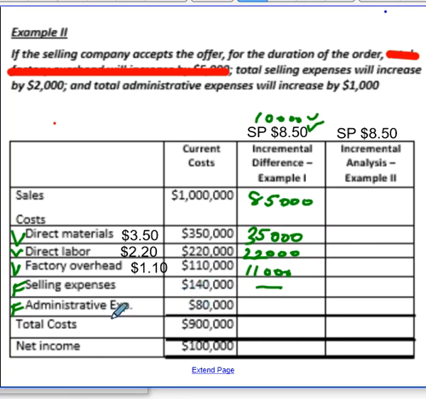Administrative expenses are fixed. So whether I accept that order or not, they're still going to be $80,000. So again, those expenses are not relevant to an incremental analysis. So I ignore those, because whether or not I take the order, it's still $80,000.